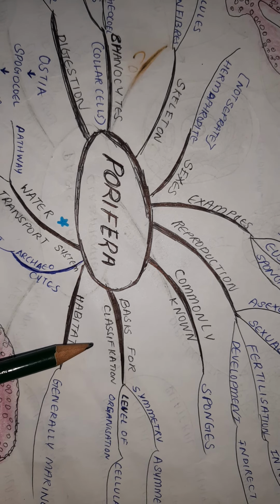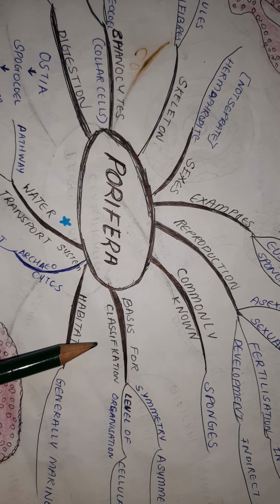Basis for classification. When we talk about the symmetry, mostly sponges are asymmetrical. The level of organization is cellular. They are just aggregates, or you can say they are just built up of many different kinds of cells. They do not have tissues in them. They are just in the form of cells. Now talking about the habitat, where they live, they are generally marine. They live in the seawater generally.